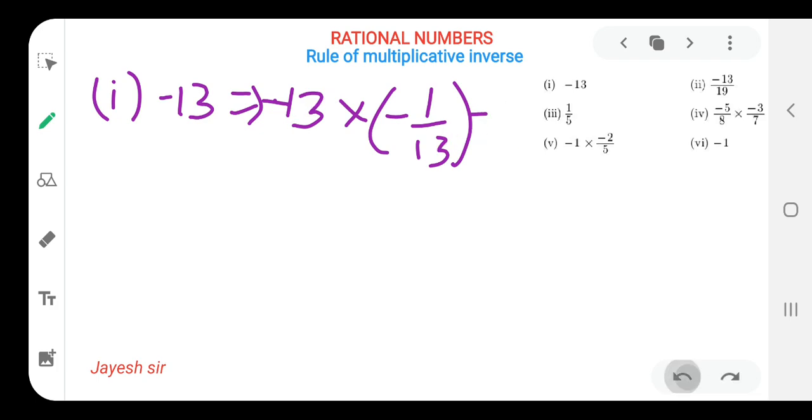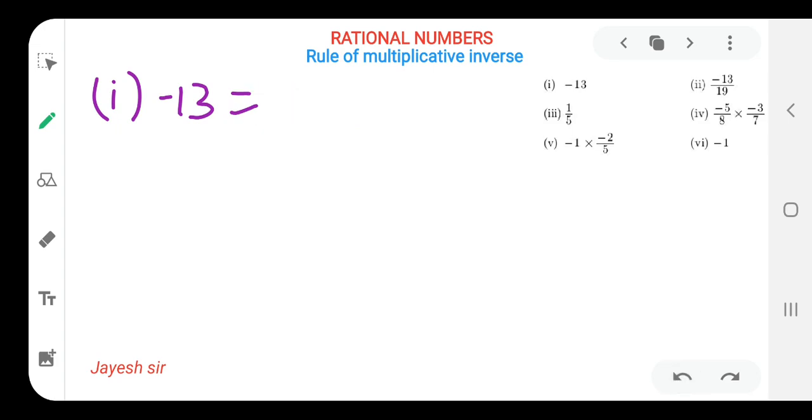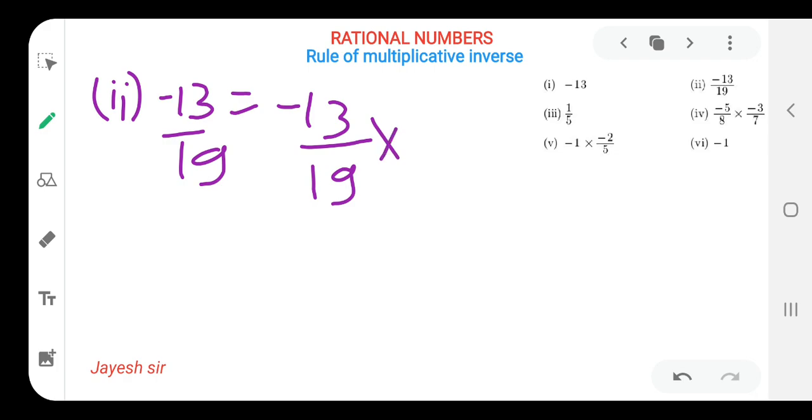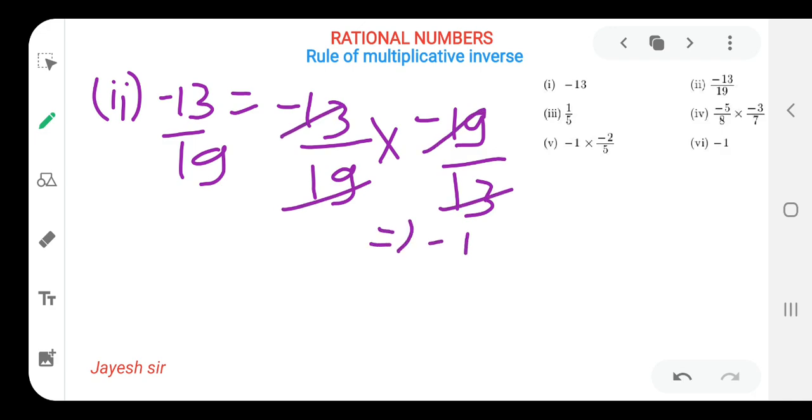So let's move to our second sum, that is minus 13 by 19. From the next sum I won't explain the full concept. Directly we can do it, as it is very simple. Minus 13 by 19 it is. What should be multiplied? The inverse of minus 13 by 19, that is minus 19 by 13. So here 19 is cancelled, 13 is cancelled. Again minus 1 into minus 1, that is 1. We have got our result. So that's the perfect multiplicative inverse of the number asked in the question.